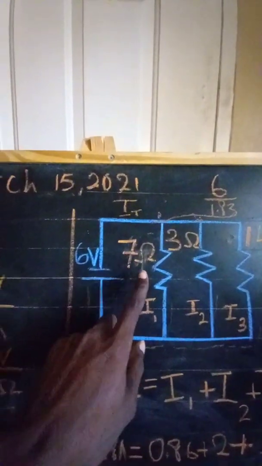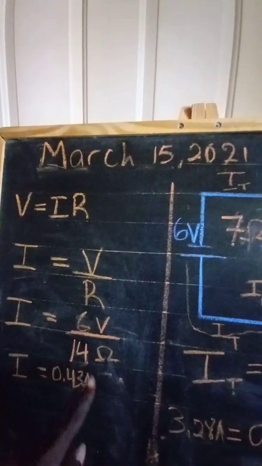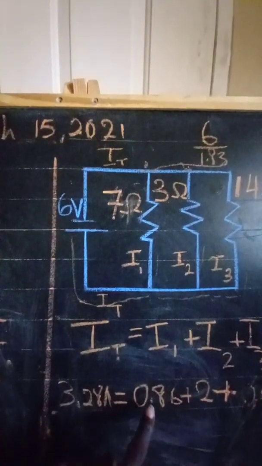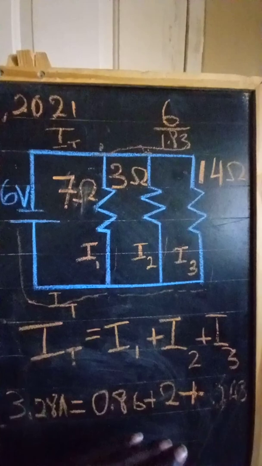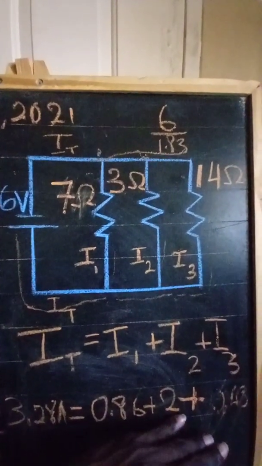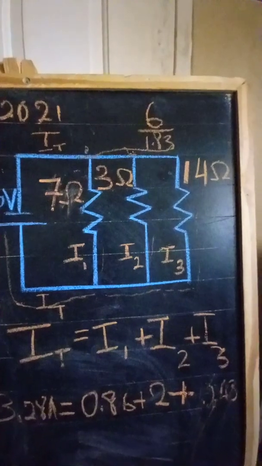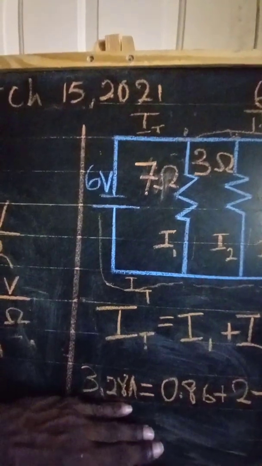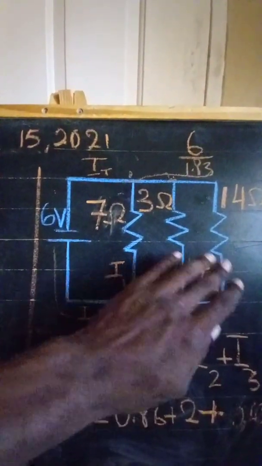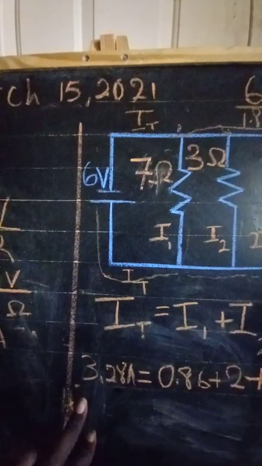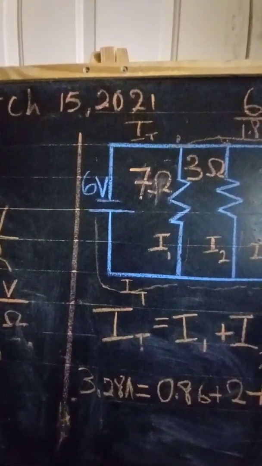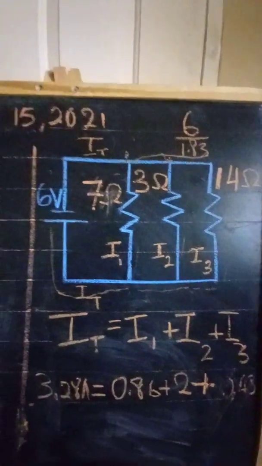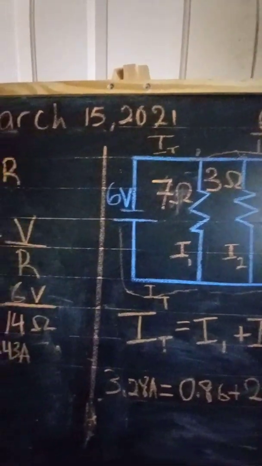When I use 6 volts over 7 ohms for I1 in the first branch, I am going to get 0.86. If I add 0.86 plus 2 plus 0.43, yes, I am going to get back my total current. So when all of these are added, I get back my total current, which we calculated was 3.28. I believe I really get 3.29 here, but it's because of rounding off these values. But we still get back approximately the same total current.